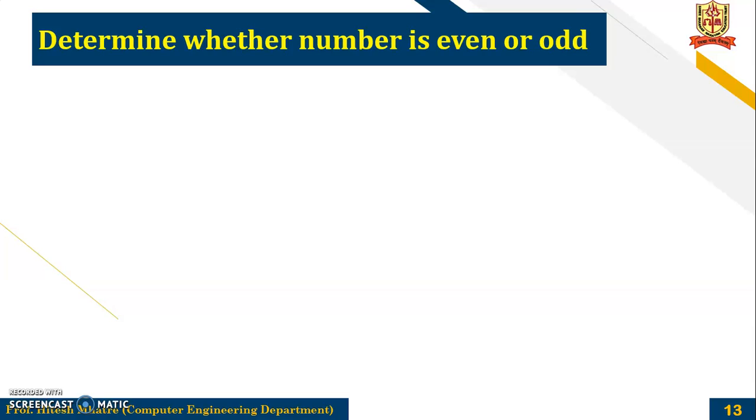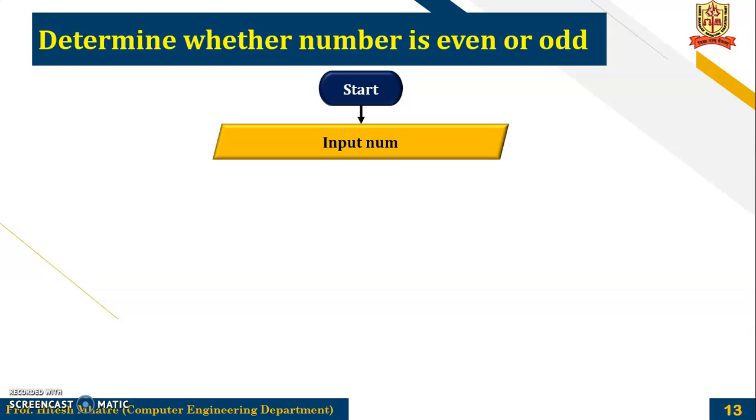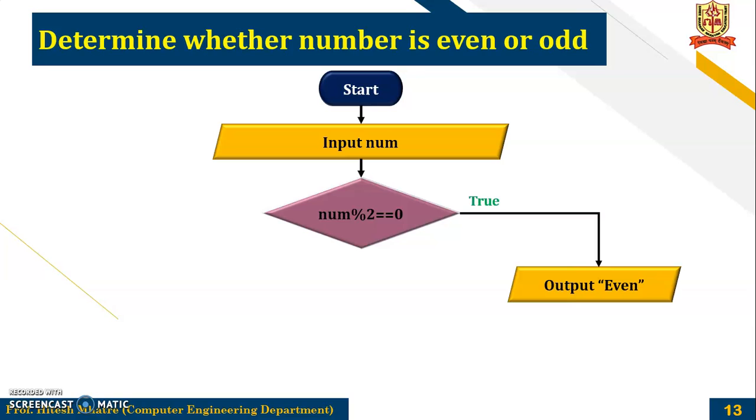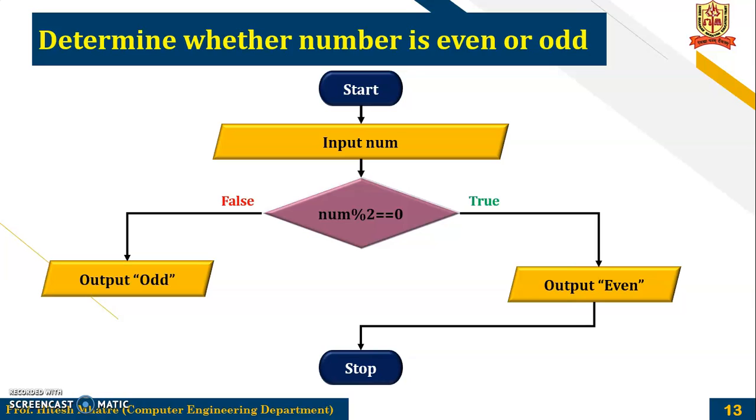Next, coming to decision making, that is, determine whether the number is even or odd. So start, input number, so accept a number. If number modulus 2 is equal to 0, means if the number is divisible by 2 or not. If it is true, that is yes, then output even number and stop. But if it is false, then output odd number and then go to the stop.